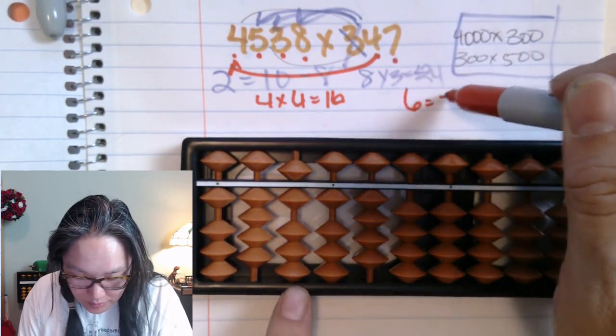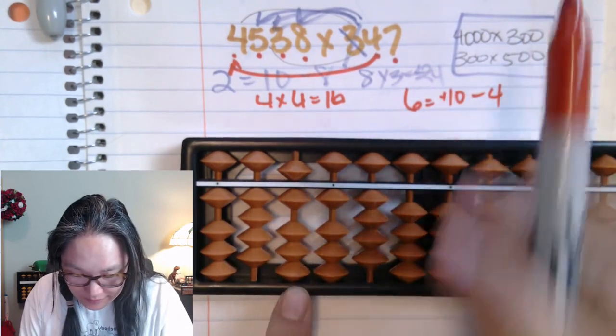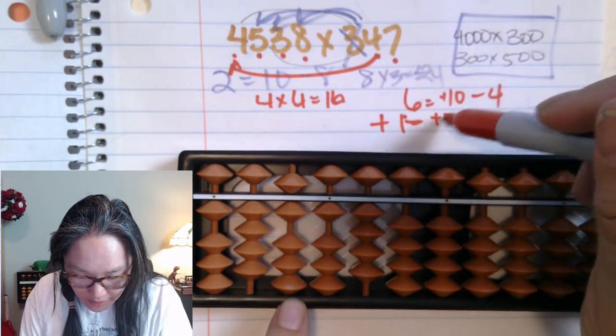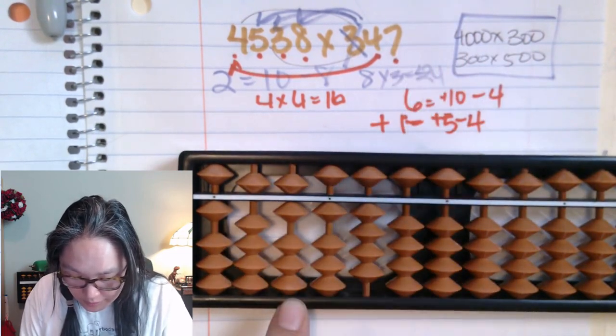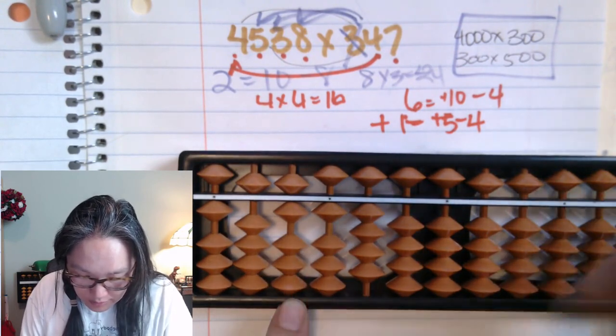Plus 6 is equal to plus the 10 minus 4. So I'm going to plus the 10. Can't plus the 10. See, plus the 10 is equal to plus the 5 minus 4. Plus the 10 minus the plus the 5 minus the 4. And now I'm here. I need to take away the 4. I'm taking away the 4.